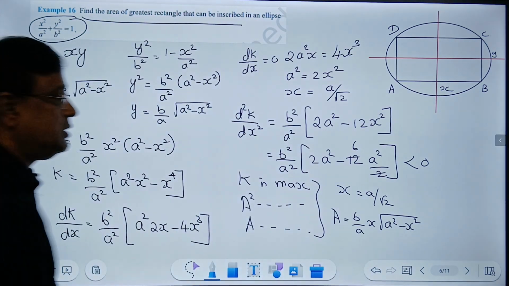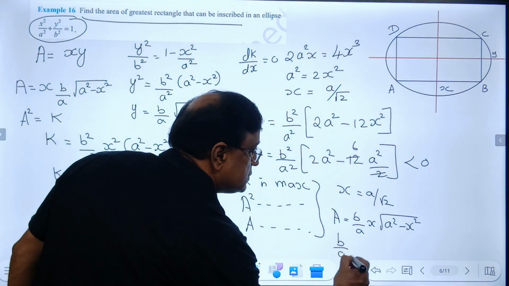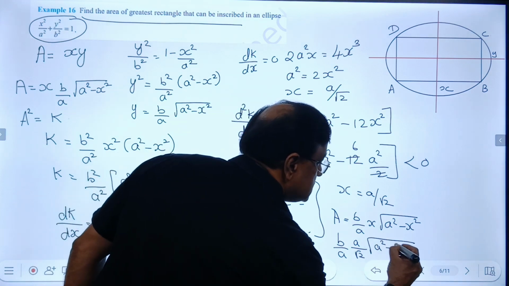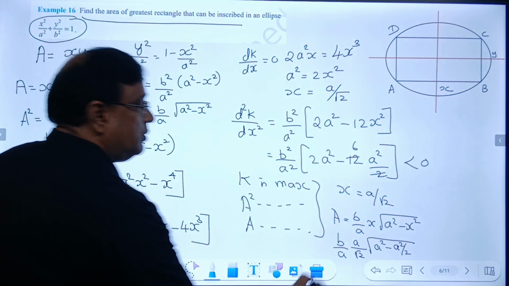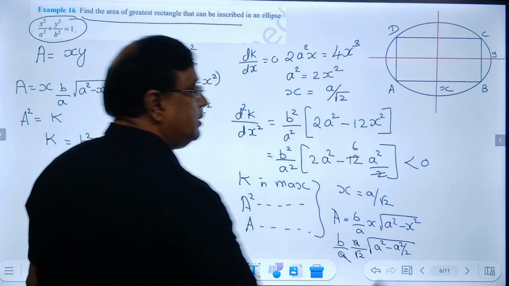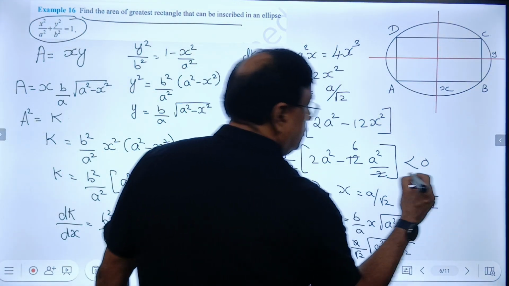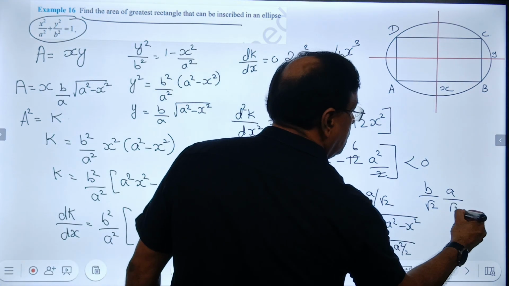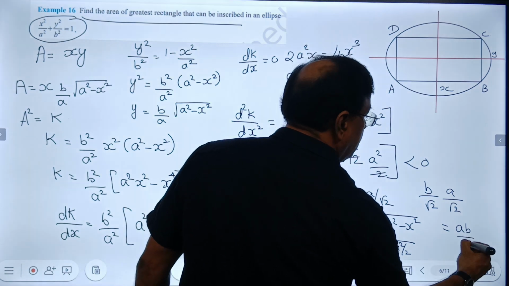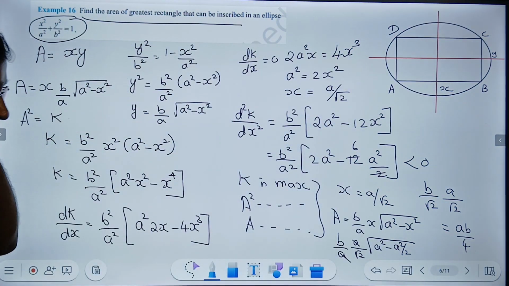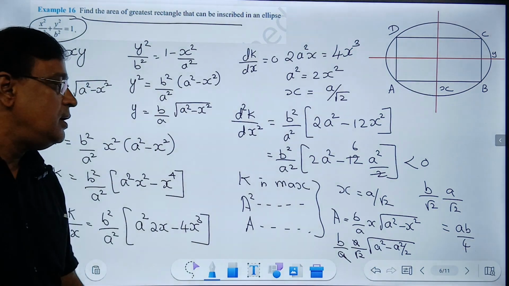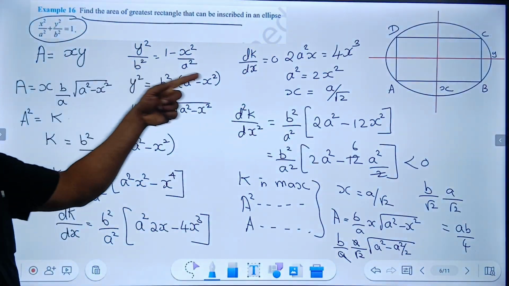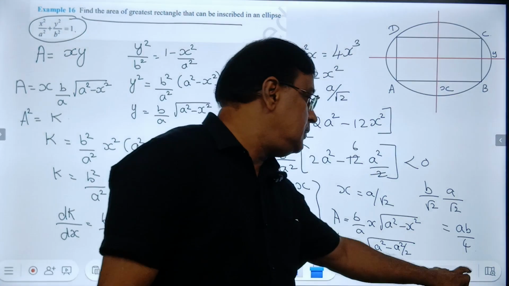Okay. So which is b by a, x is what? a by root 2 into root of a square minus a square by 2. Now a and a cancel. So what are you left with? b by root 2, and if you take the LCM you get a by root 2. So the answer is ab by 4. So this is the maximum area. I think it's right. Yeah, this is the maximum area. ab by 4 is the maximum area of the rectangle that can be inscribed in an ellipse. Okay, I hope that is clear.